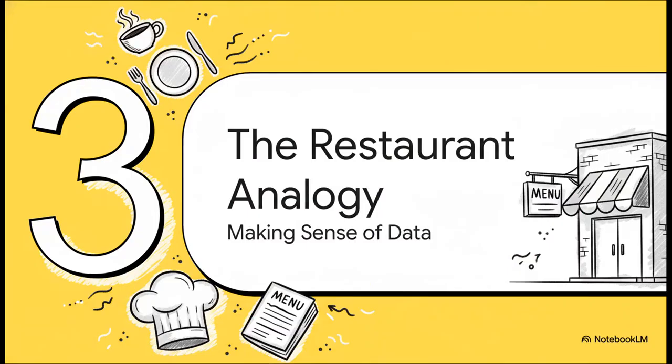Okay, so that's the architecture. But what about the actual data? Bluetooth is full of jargon, right? GATT, services, characteristics, it's a lot. To make it all make sense, let's use a super simple analogy, a restaurant.